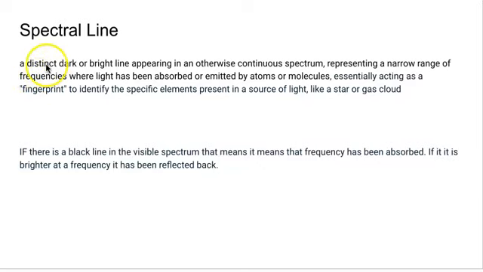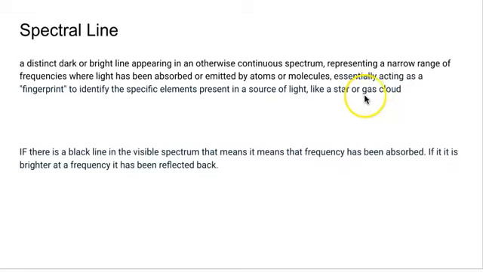So a spectral line is a distinct dark or bright line appearing in an otherwise continuous spectrum, representing a narrow range of frequencies where light has been absorbed or emitted. Absorbed, remember, means it's taken it in. Light has stopped there. Or emitted, which means to put light out by atoms or molecules, essentially acting as a fingerprint to identify the specific elements present in a source of light, like a star or a gas cloud.